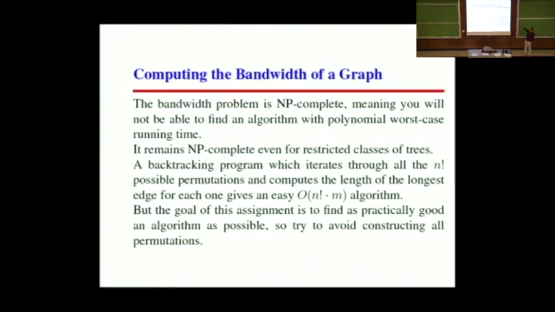In fact, even on trees, there's no fast algorithm known for this. So this is one that's hard in a particularly interesting way. We agree that if you iterate through all n factorial permutations and compute the length of the longest edge, you've got an algorithm that's going to run in something like n factorial times m time. And that's good enough for something. But I want you to try to push it as far as possible. The goal of the assignment is to produce as good an algorithm in practice as we can.